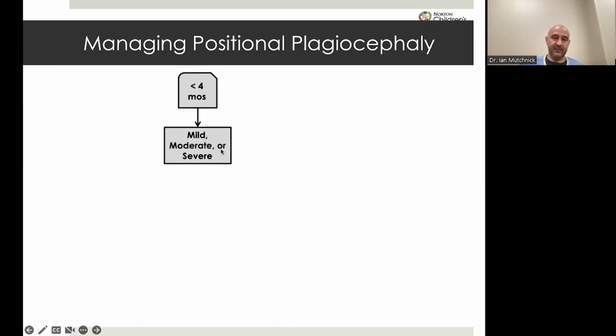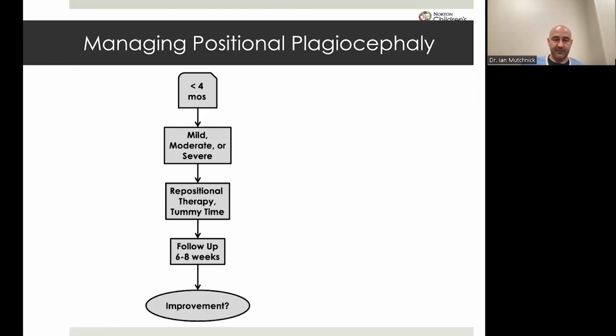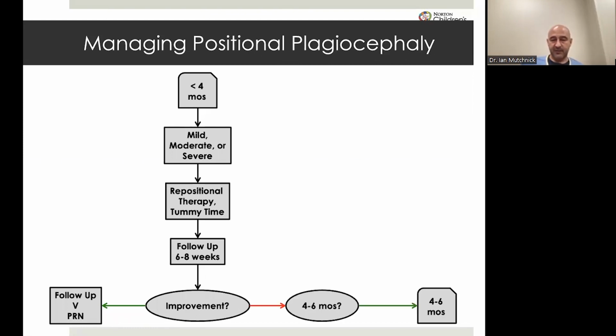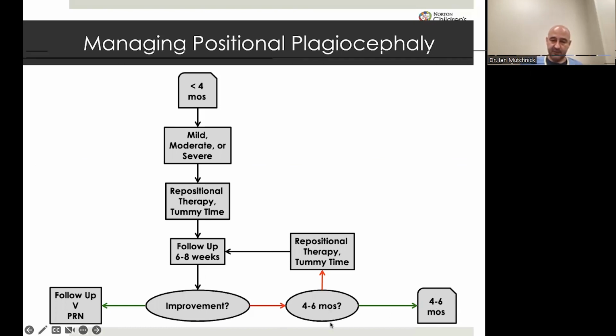If the kid is less than 4 months, whether it's mild, moderate, or severe, I would absolutely do repositional therapy and tummy time. If you just facilitate them getting off their head, the steady pulsatile nature of the brain pressure will push that skull back out. Follow them up in 6 to 8 weeks and see if there's improvement. If yes, follow up PRN. If no, are they 4 to 6 months? Check back at 4 to 6 months. Again, if there's not improvement and they are still 4 to 6 months, you can still try repositional therapy and tummy time and then iterate this. And if it's yes, then they're okay.